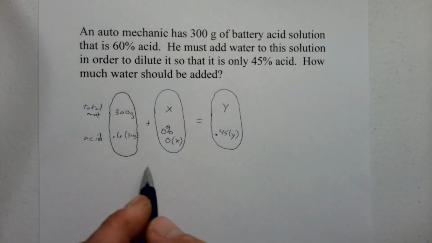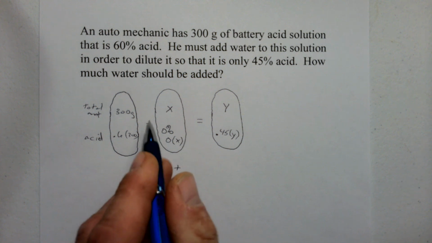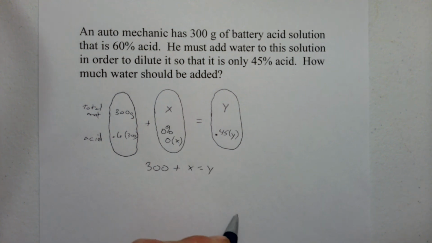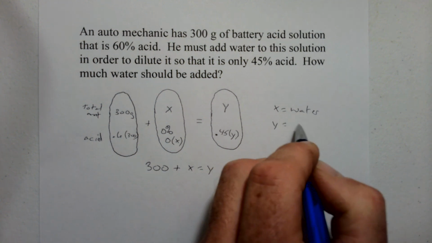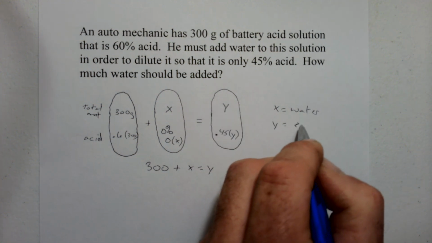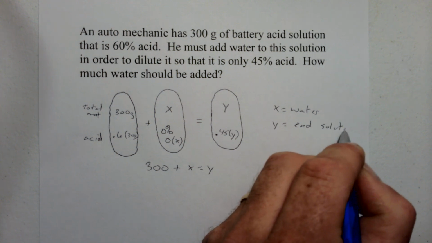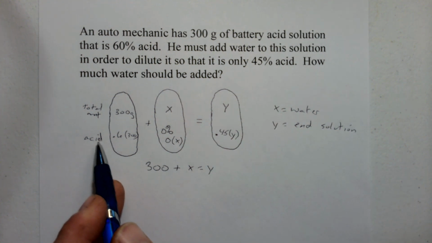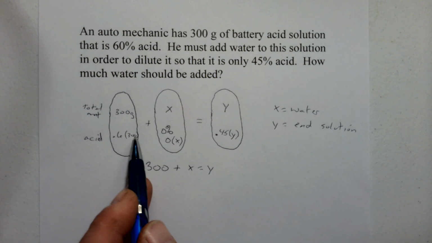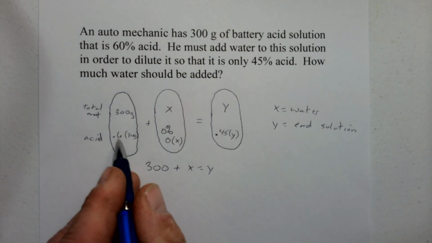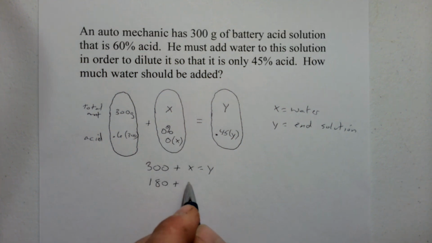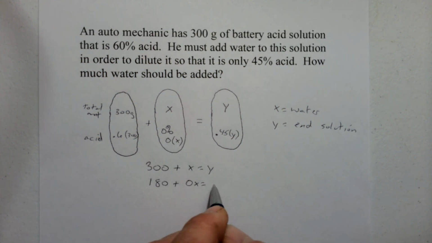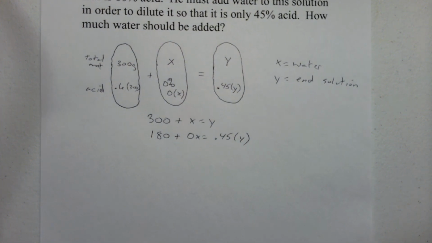So I can go ahead and write my two equations. 300 plus X is going to equal Y. Again, X is the amount of water that we're adding, and Y is the amount of solution that we're going to have at the end. So we're going to say end solution. And our second equation is the amount of acid that we have. Well, we have 60% of 300. 60% of 300 is 180, plus 0% of X, which is going to be 0x, is going to equal 45% of our Y solution, of our total end solution.